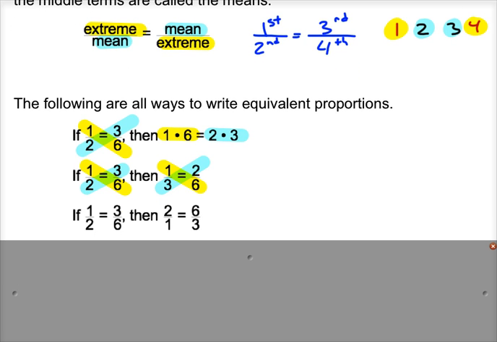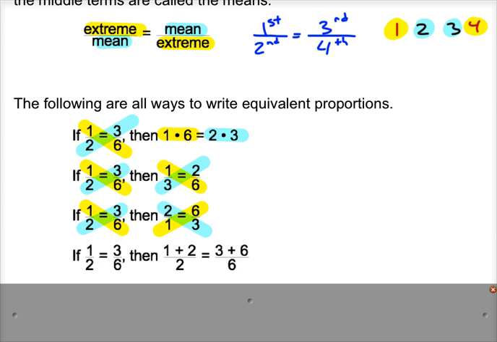Another one: if I still have the original 1/2 equals 3/6, then I'm also going to get 2 over 1 equals 6 over 3. All they did was take the ratios and turn them upside down, and I still double check. 1 times 6 is still going to give me 1 times 6, and 2 times 3 is still going to get 2 times 3 if I were to cross multiply.